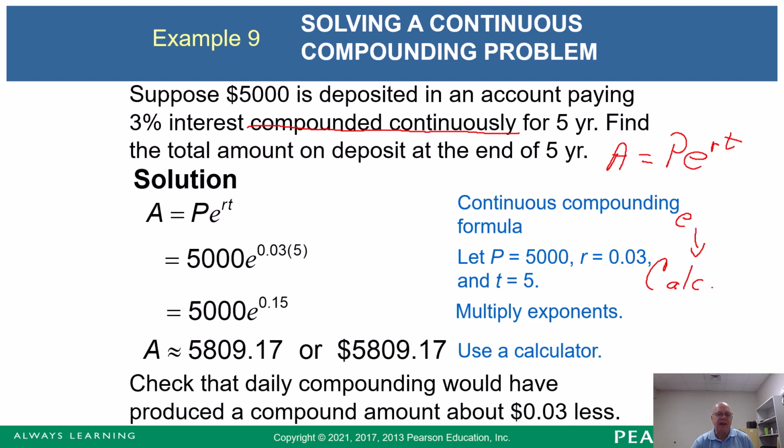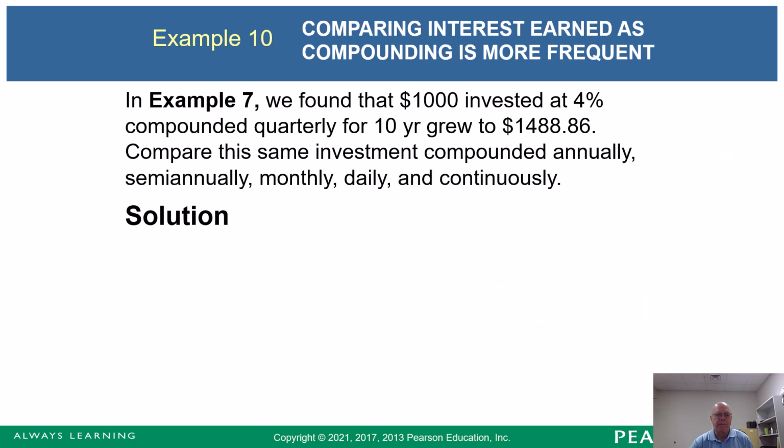Notice that the daily compounding, once a day, using that old formula, the one we're going to continue to use, but the old formula, would have only given us a difference of 3 cents. Here's another one to try. 1,000 at 4% for 10 years gave us this amount. Remember that? Compare that with compounding annually, semi-annually, monthly, daily, and using the other formula continuously.